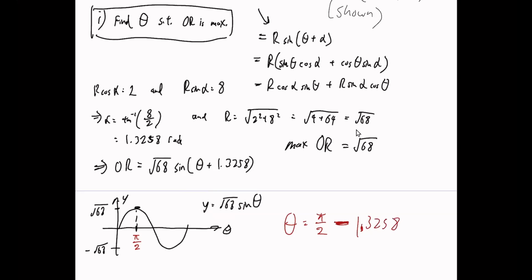Clear? Hopefully. Minus away 1.3258 from the pi over 2, and you get 0.24497, approximately 0.245 radians. Okay?